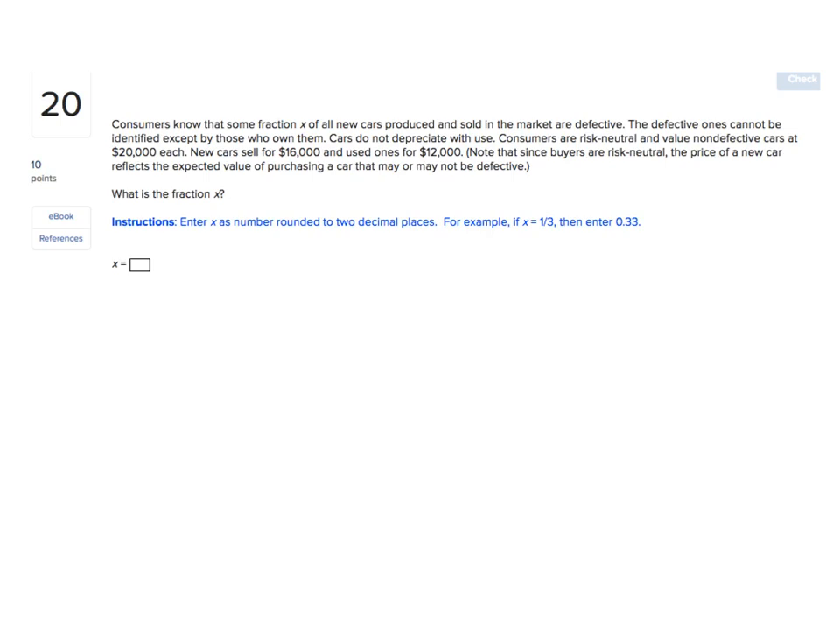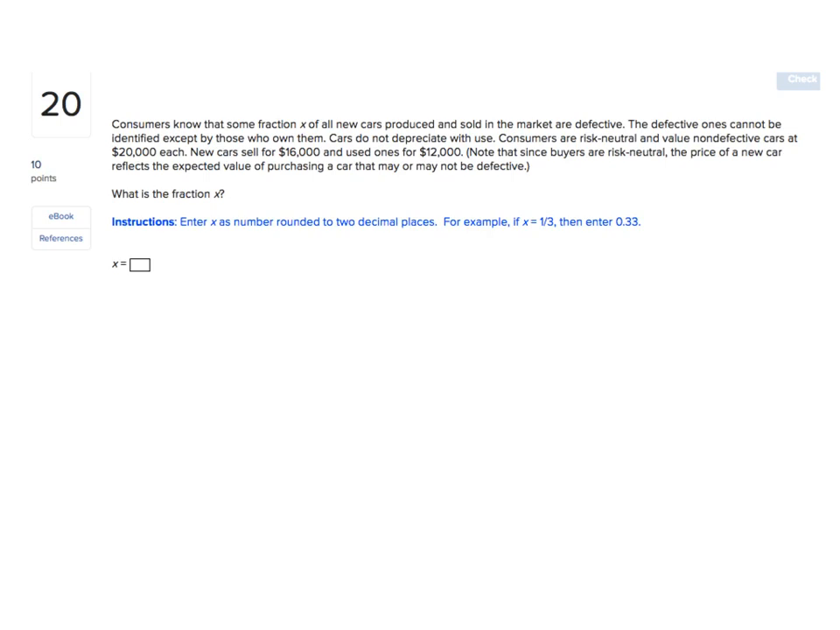So the problem is that consumers know that some fraction X of all new cars produced and sold in the market are defective. The defective ones cannot be identified except by those who own them. Cars do not depreciate with use. Consumers are risk neutral and value non-defective cars at $20,000 each. So new cars sell for $16,000 and used cars for $12,000.